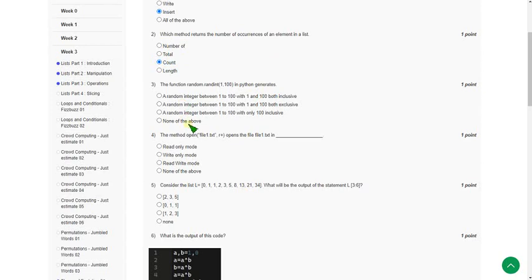And moving on to the third one, the function random.randint(1, 100) in Python generates. So it gives any one number in the range 1 to 100. Both the values are inclusive. That means it may generate 1 and also 100, or in between values. Anything is possible. So the answer is the first option.